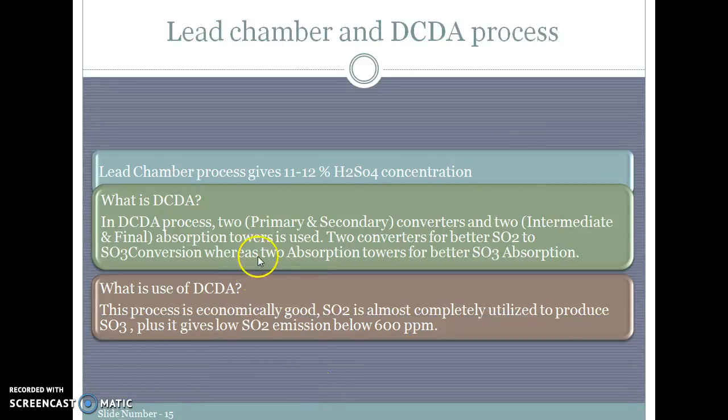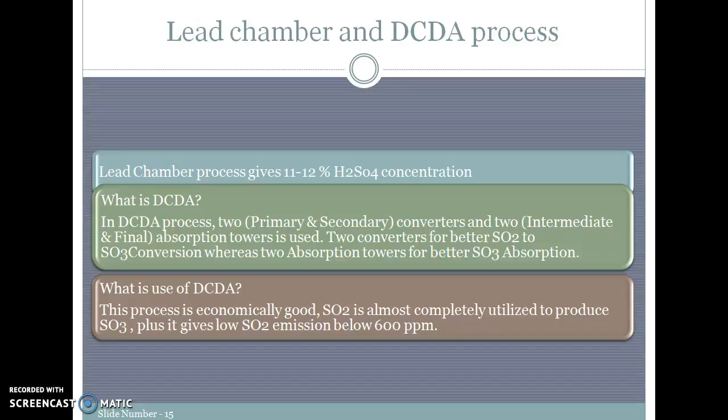You can see here the lead chamber process will only give a maximum of 12% H2SO4 concentration, which is very poor. That's why the single contact and double contact processes were developed. Now, the advantage of the double contact, double absorption process: as you have seen in previous videos, there are 4 beds. So in double contact you have a reaction 4 times. Two beds are operated at one time, so 4 beds in double contact will ensure maximum conversion of SO2 to SO3.